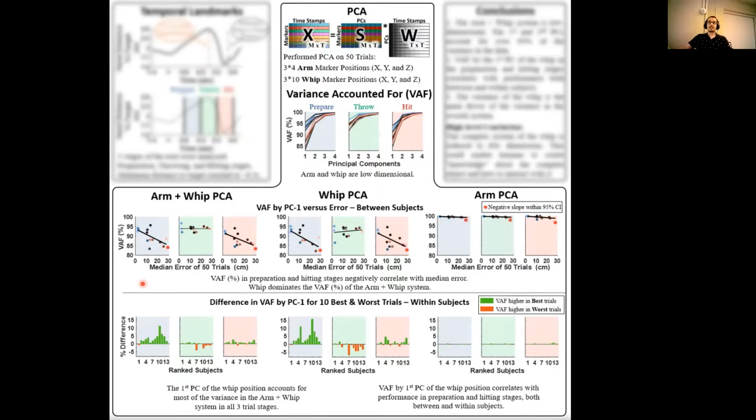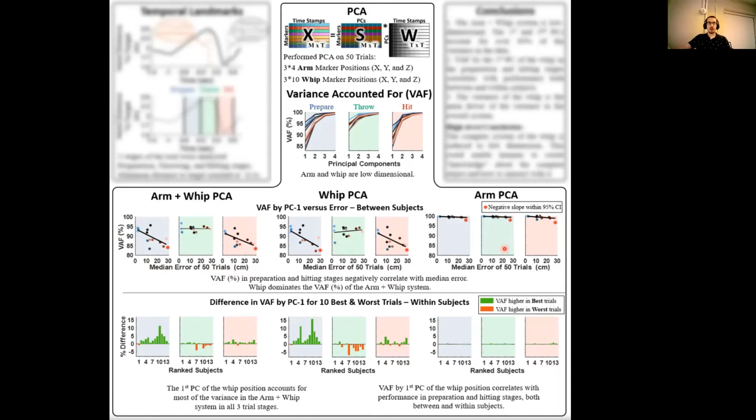Now, looking at the variance accounted for versus the median error of 50 trials for all participants, we see that there is a significant negative relationship between the variance accounted for and the participant's error. And we see this in the preparation and hitting stages of the arm and whip system. And of course, we can look at the same analysis, just looking at the whip markers, where we see the same relationship is still true.